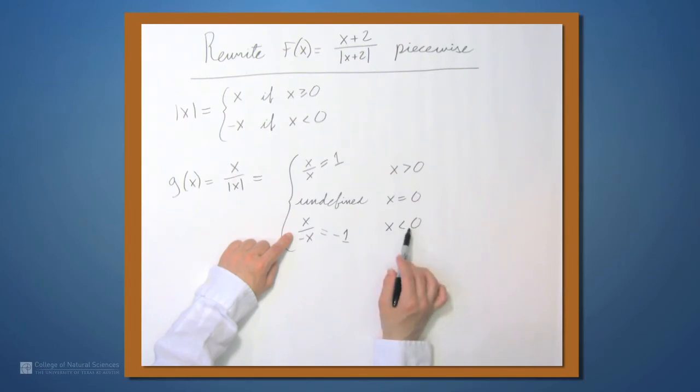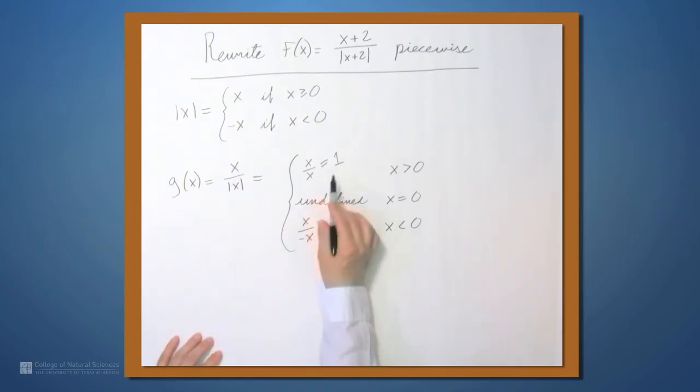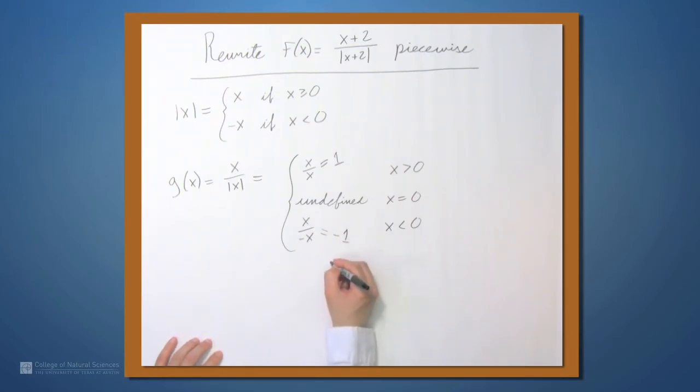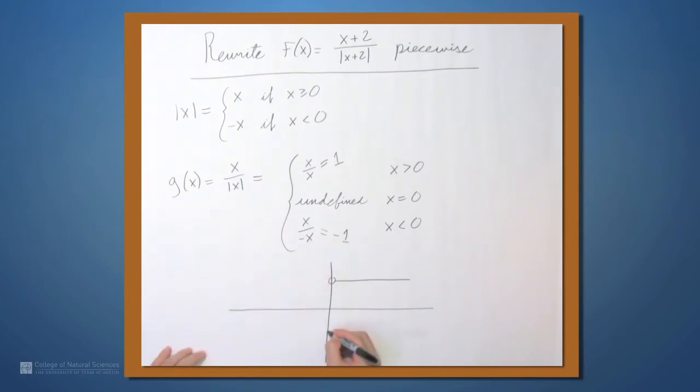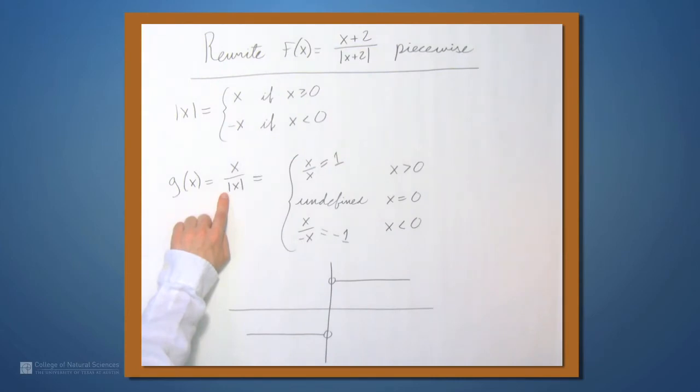X here is negative. So this function, let's graph it actually. This function is undefined at 0. For all positive values, it's 1. So for positive values, well, let's put a little circle here. It goes like this. It's just constant, right? It's just 1. The circle is because it's undefined at 0. And for negative values, it's just negative 1. So we'll put a little circle here, still undefined at 0, and we go across. So this is g of x.